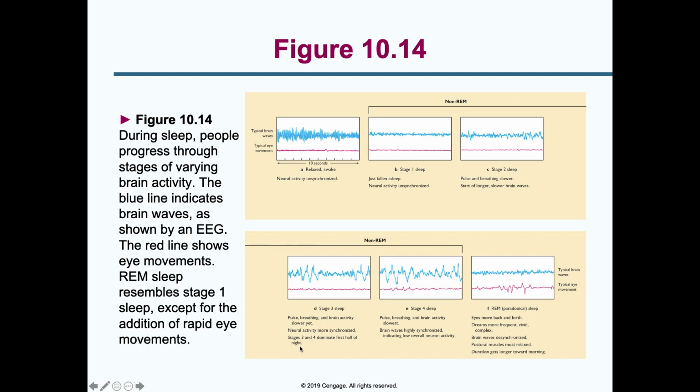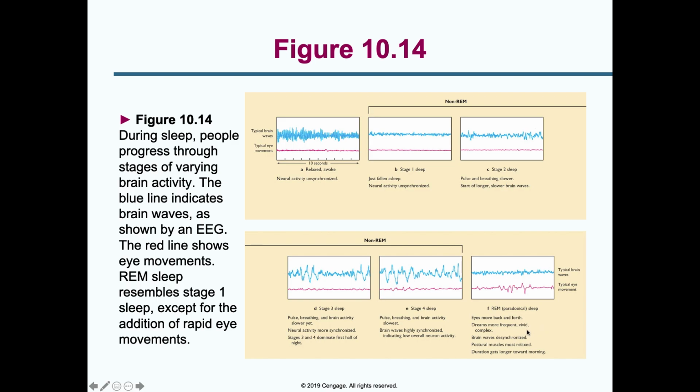And then stages 3 and 4 here are often during the first half of the night. Okay. And then stage 4, again, slowest brain activity, slowest pulse and breathing. Notice there's space between these ups and downs in the brain activity. And the brain waves are more highly synchronized as to the ups and downs, meaning there are very few neurons firing at this time. Okay. And then you get to REM sleep, where the eyes are moving back and forth. You see this very jagged eye movement. That's what we talked about. Dreams are more frequent. The brain waves are desynchronized completely. Most relaxed muscles, and the duration gets longer toward morning.